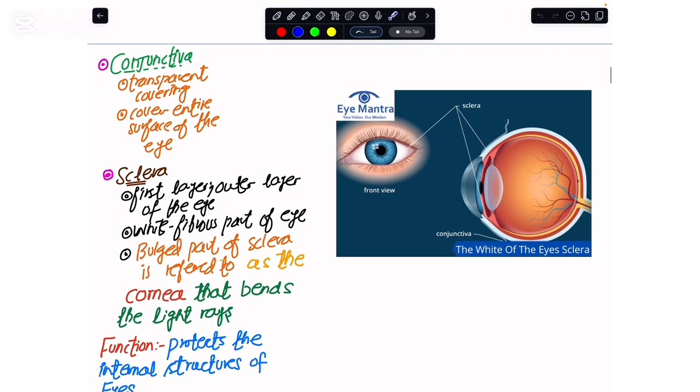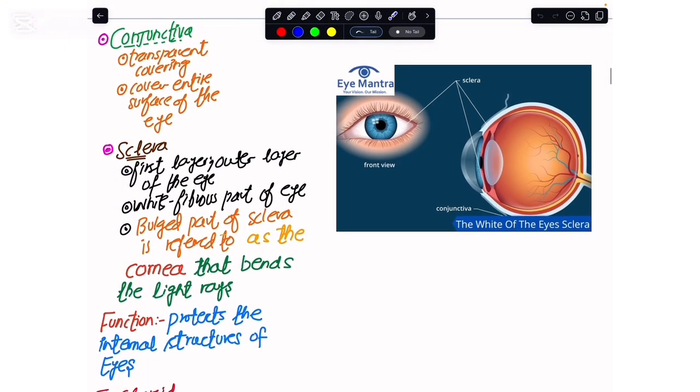So if I were to take you to the explanation of this, the sclera is written here. This is the first outer layer of the eye, and this is actually the white fibrous layer, and the outer bulge part that we have for the sclera, I was referring to as the cornea, and the cornea would bend the light rays. And for the sclera overall, we say that since this is a white fibrous part of the eye, it would provide protection to the internal structures of the eye.